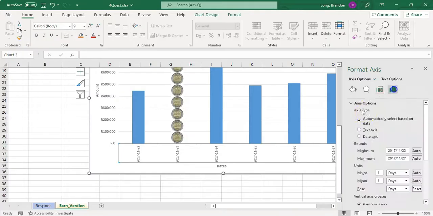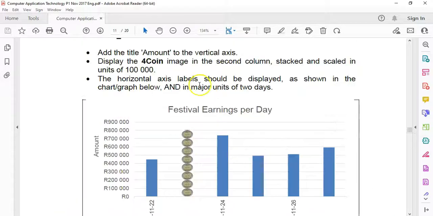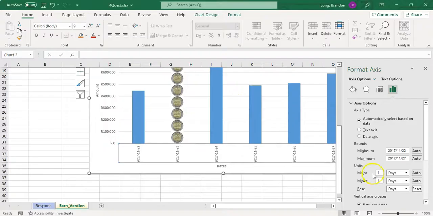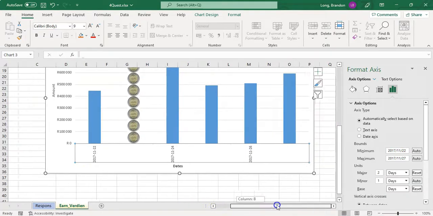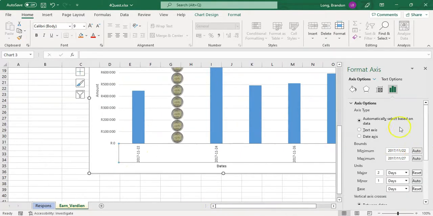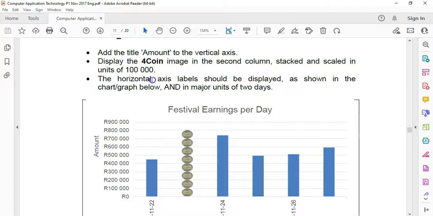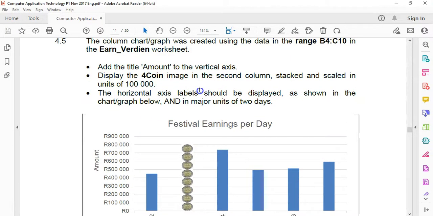And now we want the major units to be every 2 days. They said major units of 2 days. So for the major units, we're going to say we want it to be every 2 days, please. Now, if I do that, those ones are taken away because it's every second day that they are mentioning. So there we go. Okay, I think that's done. And close that. That looks pretty good. Did we do everything? I think we're done. That's the question done. Well done, grade 12s.